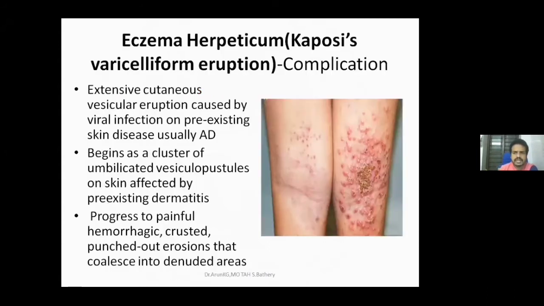And we should keep in mind that a viral complication is also there. In these children, if honey-colored exudative, painful hemorrhagic rusted areas are happening, it is called Kaposi varicelliform eruption, eczema herpeticum. That complication chance is also there. That also we should keep in mind.